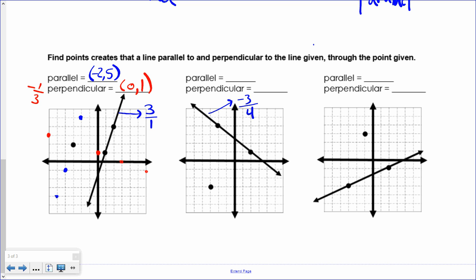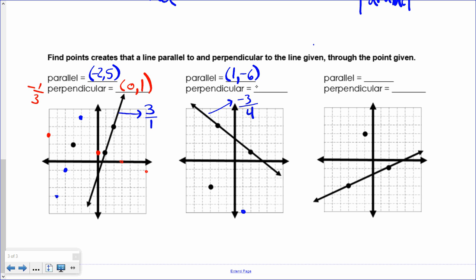Alright, so I'm going to be starting from this point right here. I need to mimic the exact same slope to find the parallel. So I want to drop, how much? 3. Drop 3, and then go over to the right 4. So 1, 2, 3, 1, 2, 3, 4. That's right here. What is that point? 1, -6.